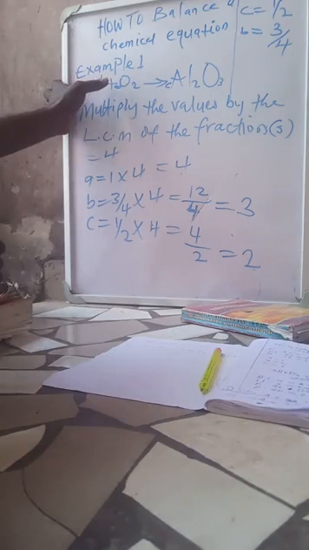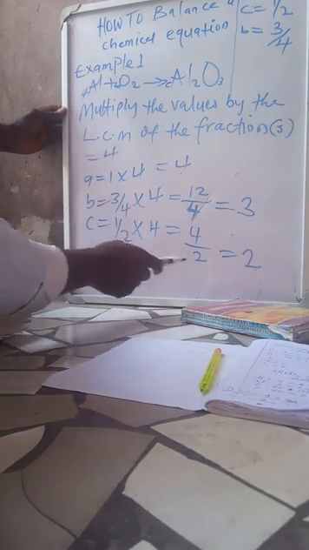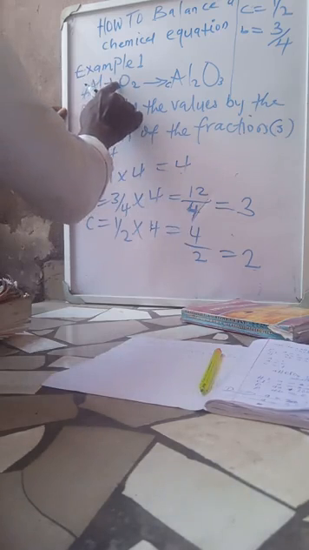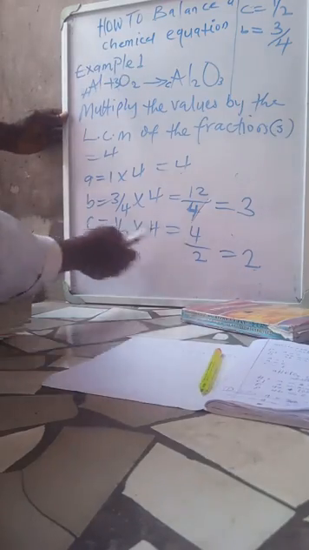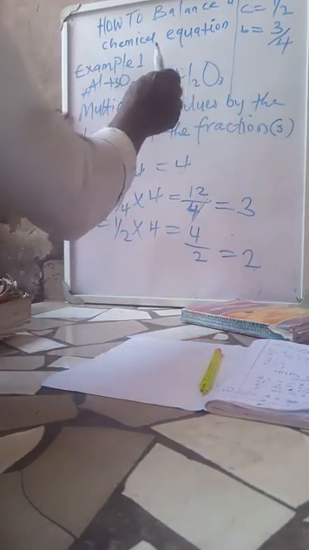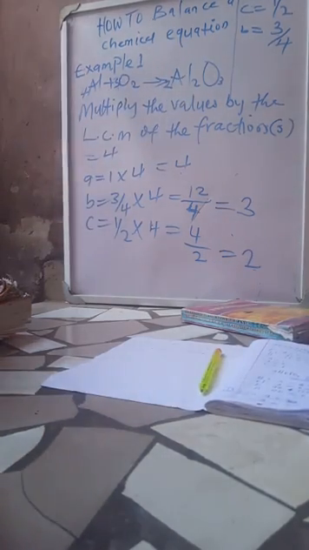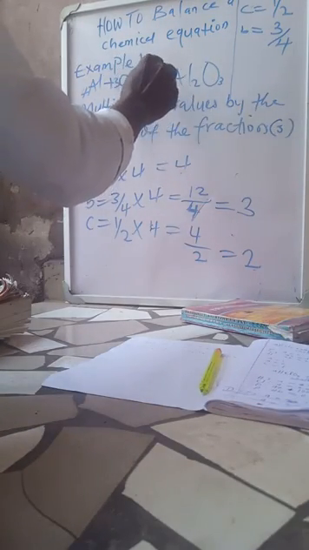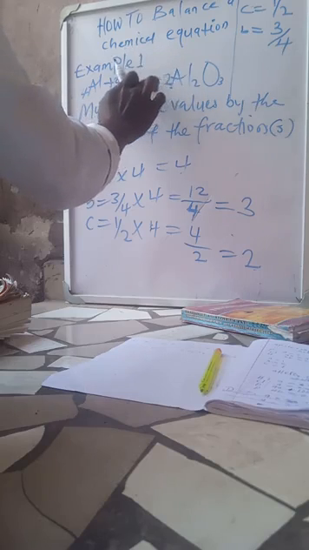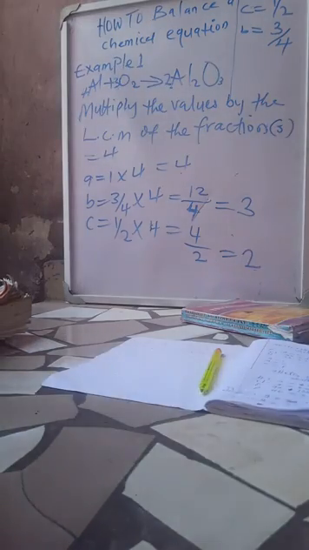So let's put the values and see. Our A is 4. Then our B is what? 3. Let's change this and add 3. Our C is what? 2. Good. Now, let me write it very well. Okay, yes, this is 2.